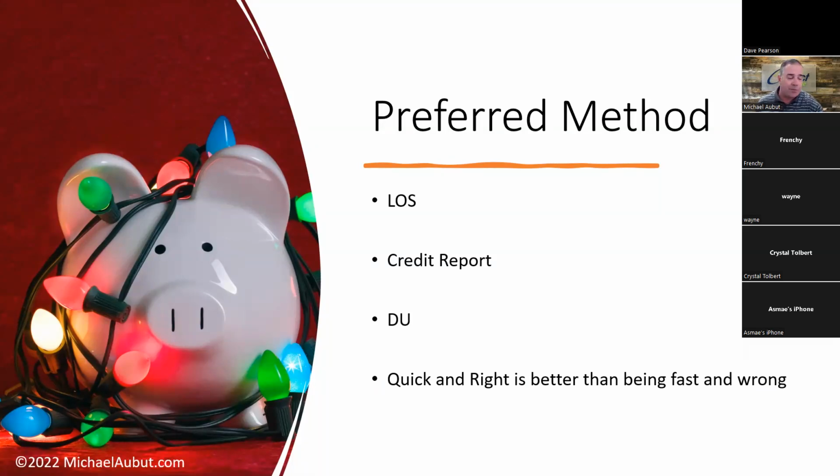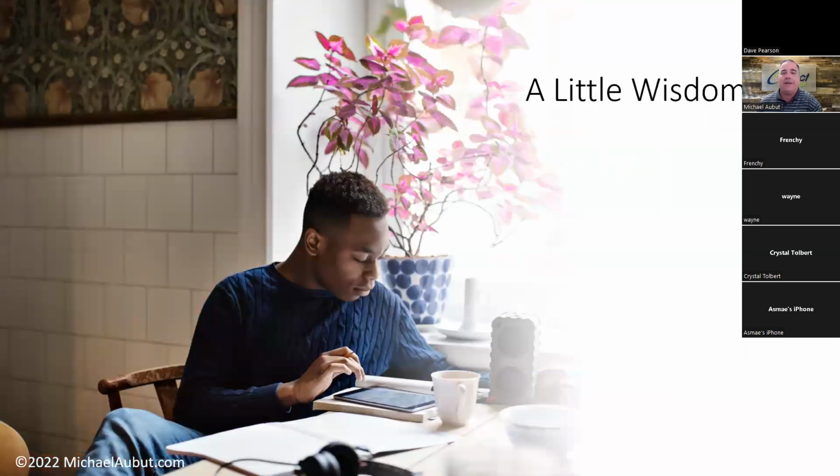Okay, so the preferred method is run DU. Do your actual loan process, run desktop underwriter, and be correct. Let's be right about it. Okay, now I got a little wisdom for you. Never rush your pre-approval. Be quick, be efficient, be smooth about it, but be certain.